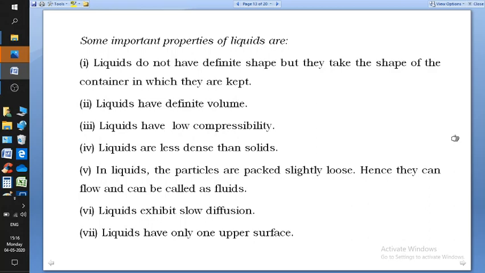Then the next one is liquid exhibits slow diffusion. We've already defined diffusion. When you mix one liquid with another liquid, there's an intermixing of the particles of the two liquids, and hence they exhibit slow diffusion. It takes time for them to mix on their own. They do mix eventually, but it takes time. Then the next one is liquids have only one upper surface. When you pour water in a bucket, the upper part is the upper surface of the liquid. So it has only one surface.